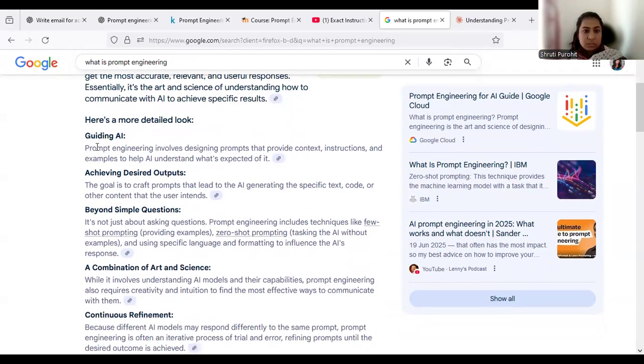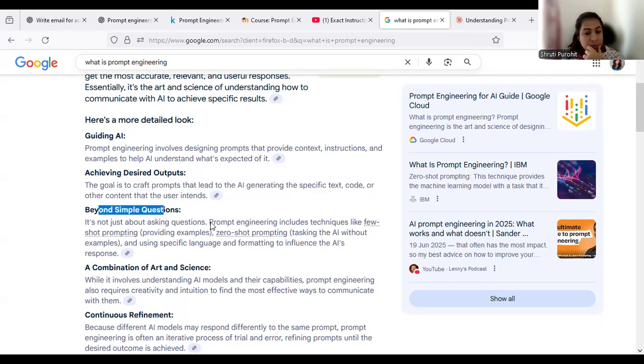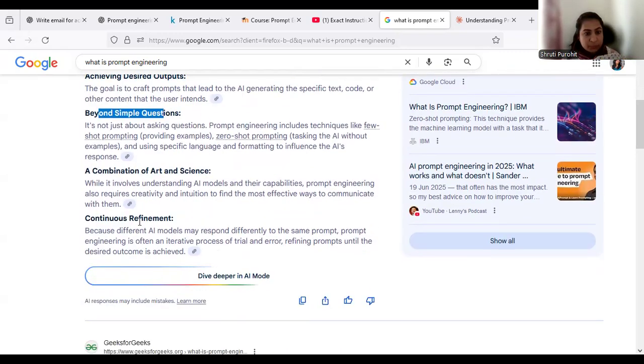So here are some more detailed looks. Guiding AI is nothing but prompting. Achieving the desired output: what is your goal and what do you want? You have to craft it in a very structured and designed format to achieve that. Beyond simple questions, just add constraints, specifications and context to your prompting. It's a combination of art and science.